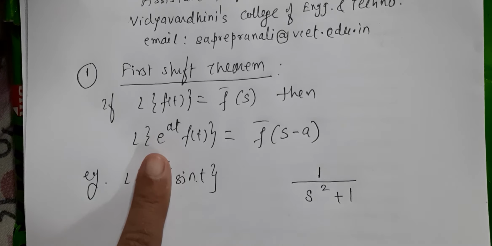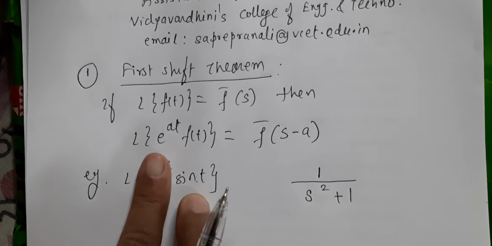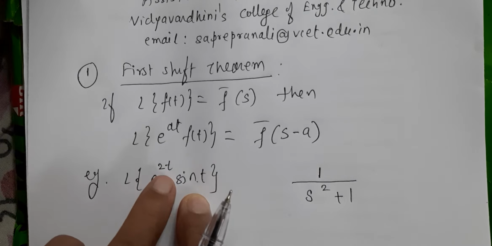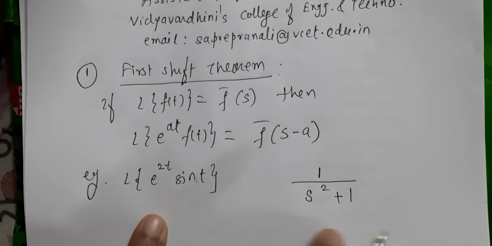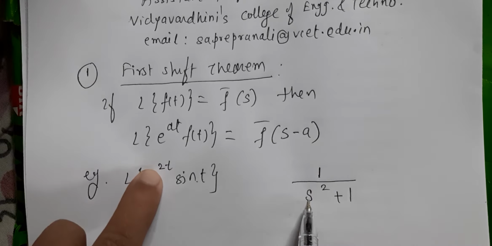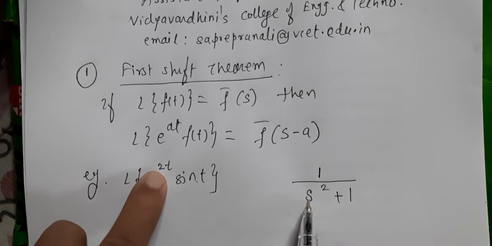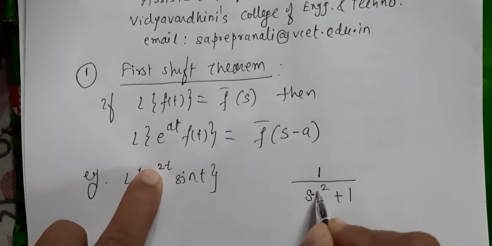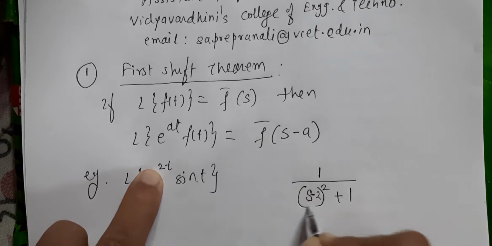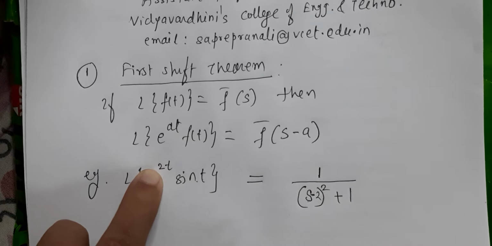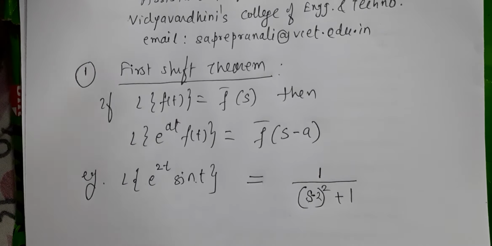Understand the procedure. What I am telling you: hide e. Find Laplace of the remaining part, that is sine t. This is Laplace of sine t. Now, it is e raised to 2t. So, in this Laplace, replace s by s minus 2, opposite sign. You have to replace s by s minus 2. So it becomes 1 upon s minus 2 whole square plus 1. That is the first shift theorem.